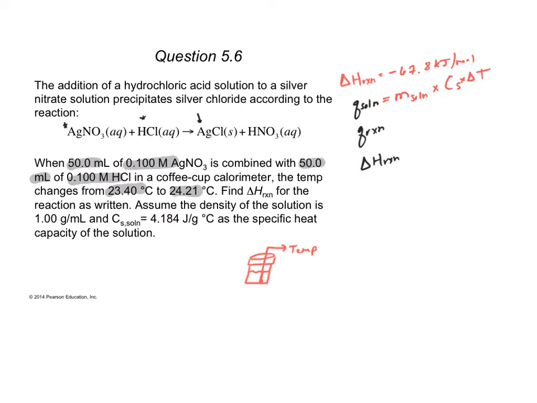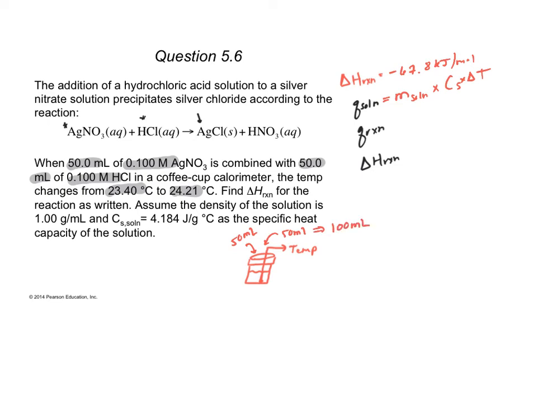Okay, so with our solution, what did we put in? What was the total volume of our solution? We put in 50 mils of one reactant, and then we put in 50 mils of another reactant. That gave us a total volume of 100 milliliters.